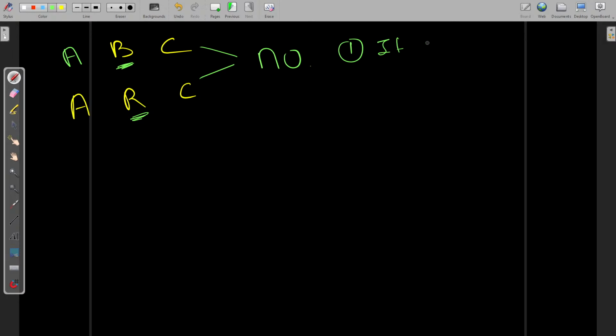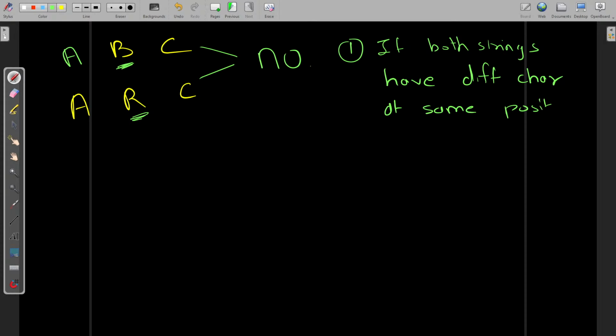If both strings have a different character at the same position, then it's not possible.